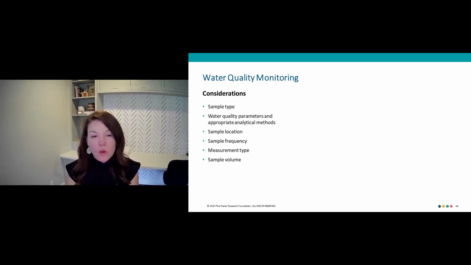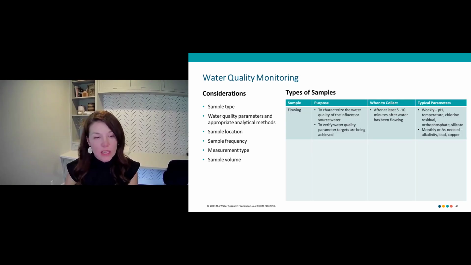So moving on to water quality monitoring, there are various components that will influence the development of a water quality monitoring plan, including things like sample type, location, frequency. I'm just going to spend a few minutes talking about the first one, which is sample type. So there are two types of samples.